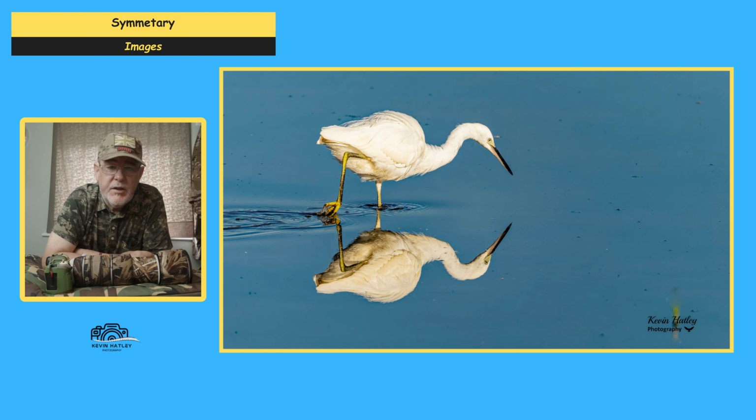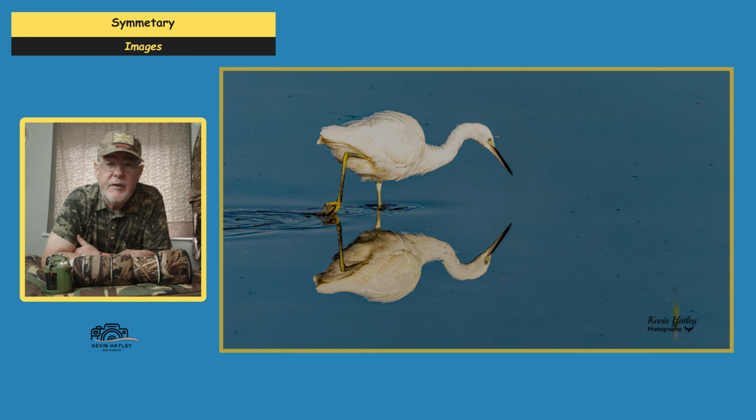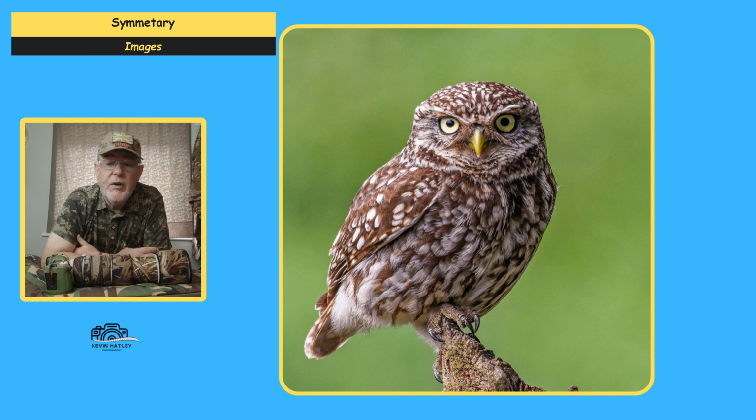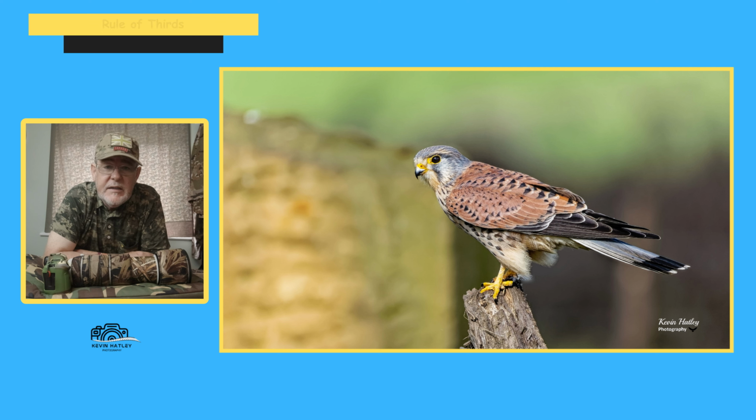Another aspect to the composition rules is what's known as symmetry. Symmetry in bird photography especially can be used to highlight birds and reflections, and I did a completely separate video on that, and again you'll find that in my playlists on how to photograph birds and reflections. So what you're trying to do with symmetry is, if you can capture an image with a bird head on and with good defined eyes, again symmetry can be displayed, as you can see in these pictures of the little owl.